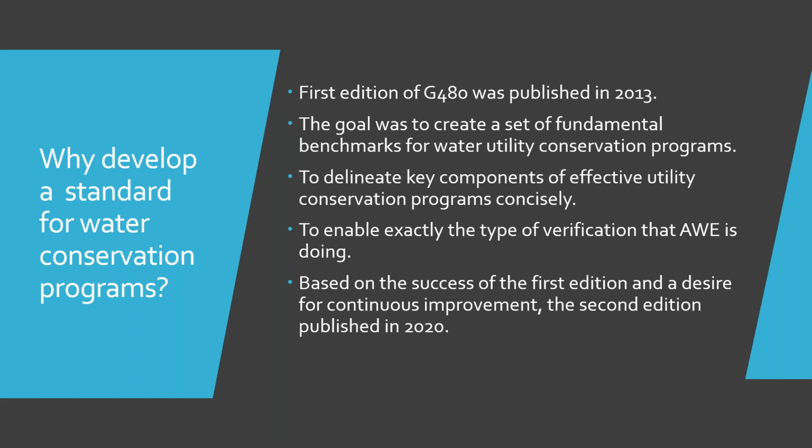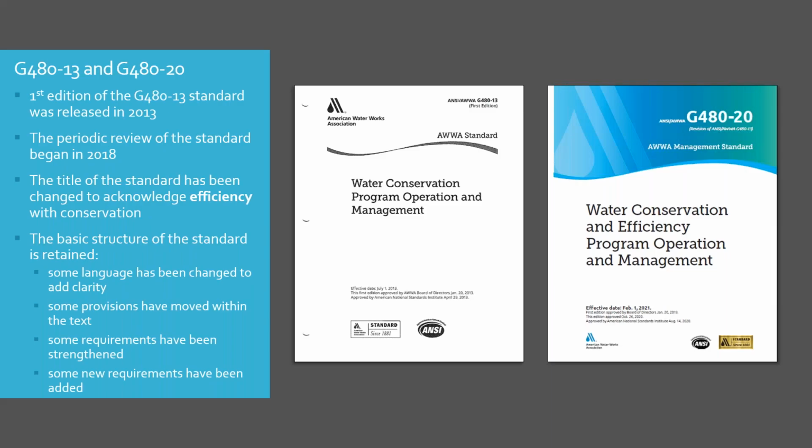Based on the success that we've had with the first edition, we moved on to working on the second edition. Let's get to the next slide then. Here you see the first edition and the second edition, what they look like. The first one was published in 2013. The second one we began working on in 2018. There's a 5-year review period, and so in 2025, we will look again at reviewing this standard.